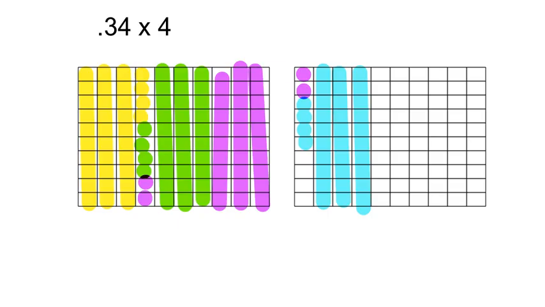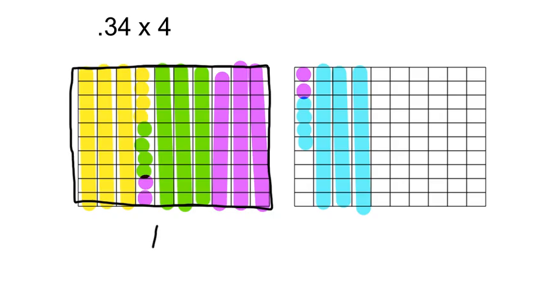The last step in solving this type of problem is adding all of the hundredths and the tenths together to find my answer. Since I see that this whole is completely filled in, I know that my answer will have 1 whole in it.